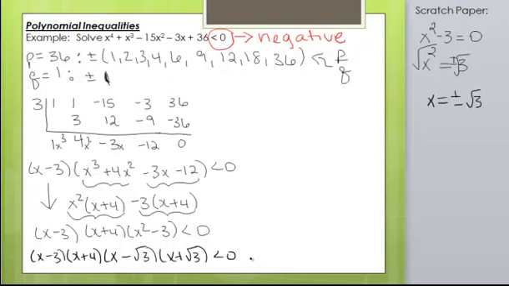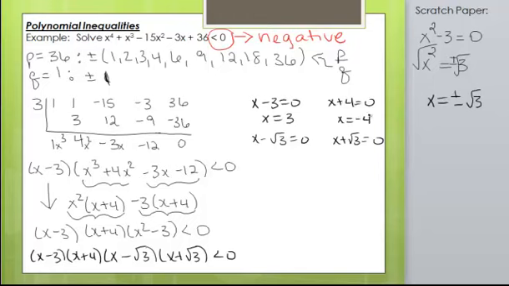So this is what you call completely factored form. But to do anything with this problem, we need to find what the zeros are. Remember, that means to just set everything equal to 0. So x minus 3 equals 0, x plus 4 equals 0, x minus the square root of 3 equals 0, and x plus the square root of 3 equals 0. So x equals 3, x equals negative 4, x equals the square root of 3, and x equals the negative square root of 3. So all of these are going to be our zeros.